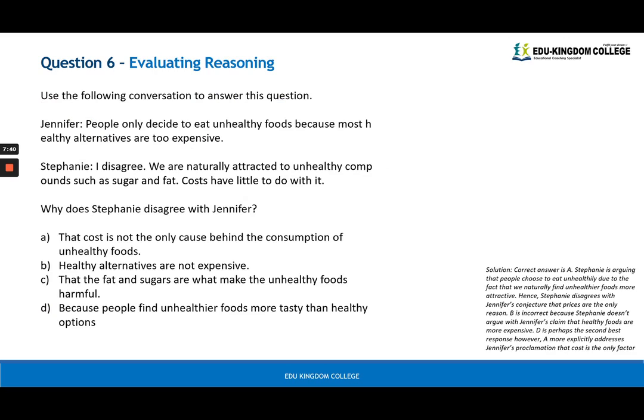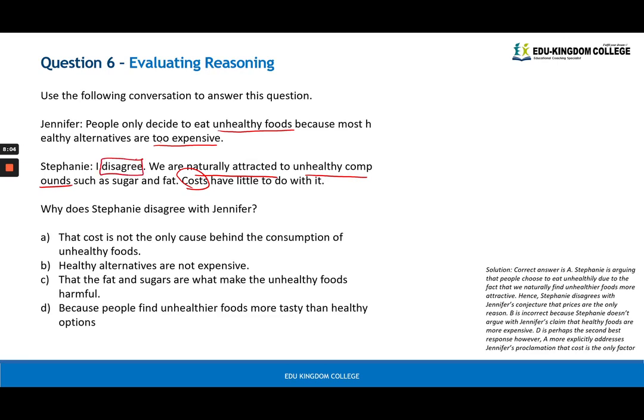Okay, use the conversation to answer the question. Jennifer says people only decide to eat unhealthy foods because most healthy alternatives are too expensive. Stephanie says, I disagree. We are naturally attracted to unhealthy compounds such as sugar and fat. Costs have little to do with it. So, what is the main disagreement?